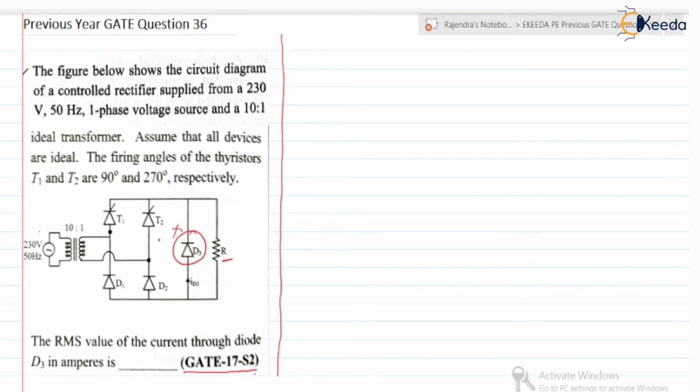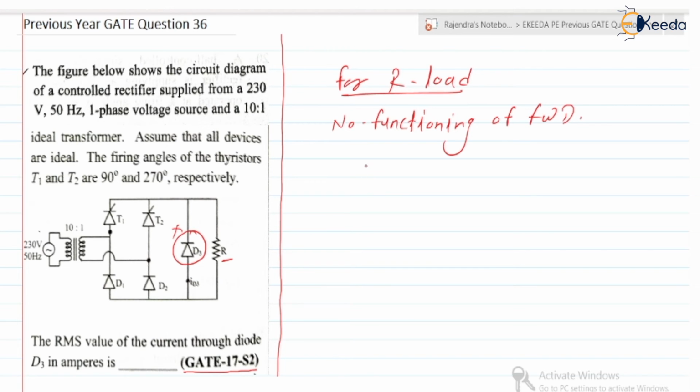Next, after that from pi to pi plus alpha, the circuit will be at the rest position, so current will not be flowing through the diode. So please be careful for R load. For R load, there is no functioning of the freewheeling diode. So therefore D3 does not function.